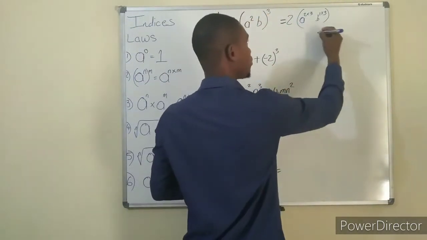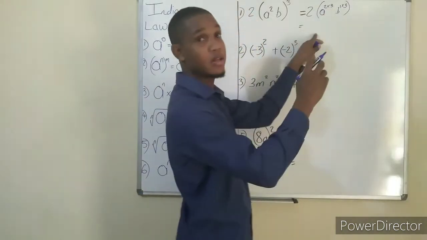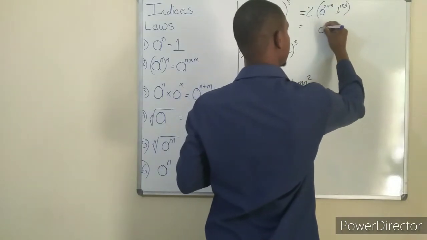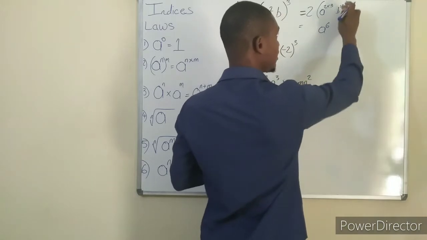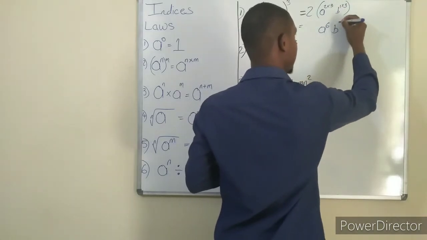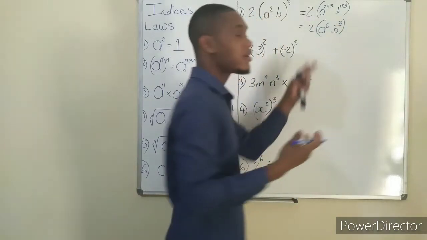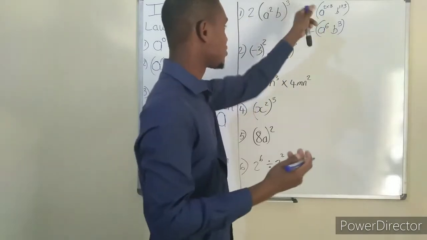Now you will work out what's on the inside of the bracket. So to work out what's in the bracket, it's simply a to the 2 times 3, that gives you 6. b is 1 times 3, so that's 3. And you put back your bracket and you have your 2. So that concludes this one, how you would work out what's in this question.